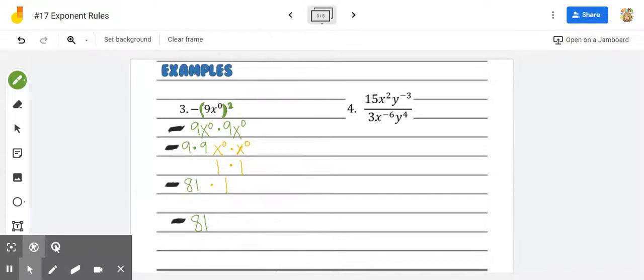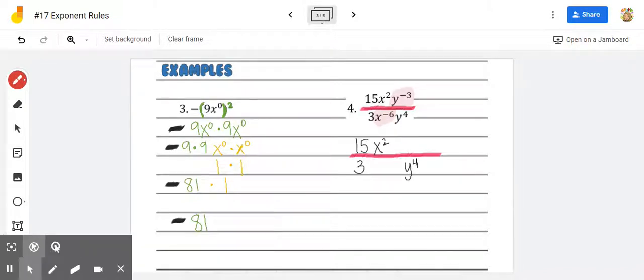Negative 81. Oh no, Miss Weldy, number 4, I'm out. As soon as you see that divide bar, don't freak out. The first thing I want you to identify is we've got not one negative exponent, but we have 2 of them. So we need to take care of those negative powers first.